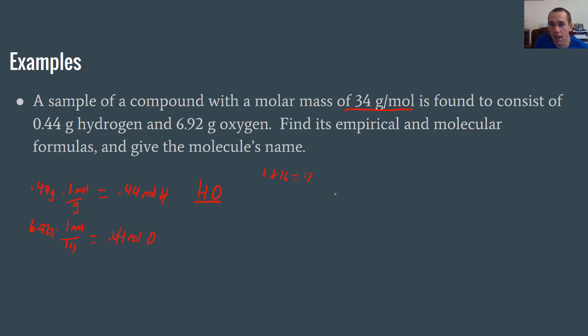So this empirical formula has a molar mass of 17 grams per mole, when the real molecular formula is actually 34 grams per mole, which tells us 34 divided by 17 is equal to 2. So the molecular formula has twice the mass of the empirical formula, which just means we have to multiply each one of these things by 2. So this becomes H2O2. And then, of course, we know that this is dihydrogen dioxide, or hydrogen peroxide.